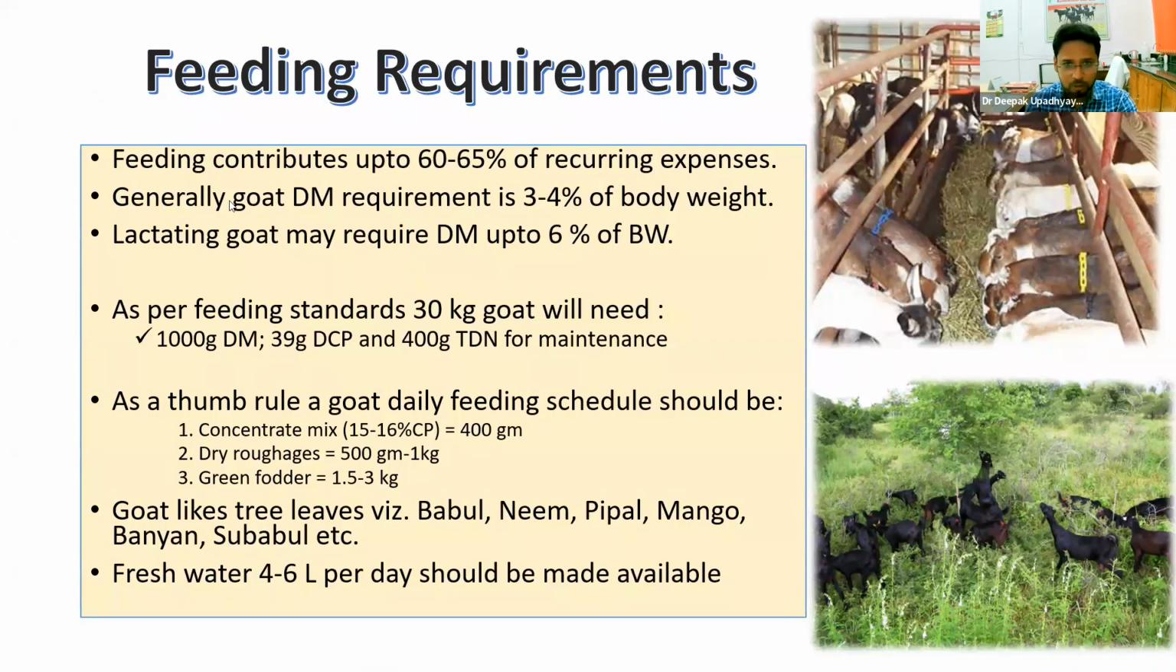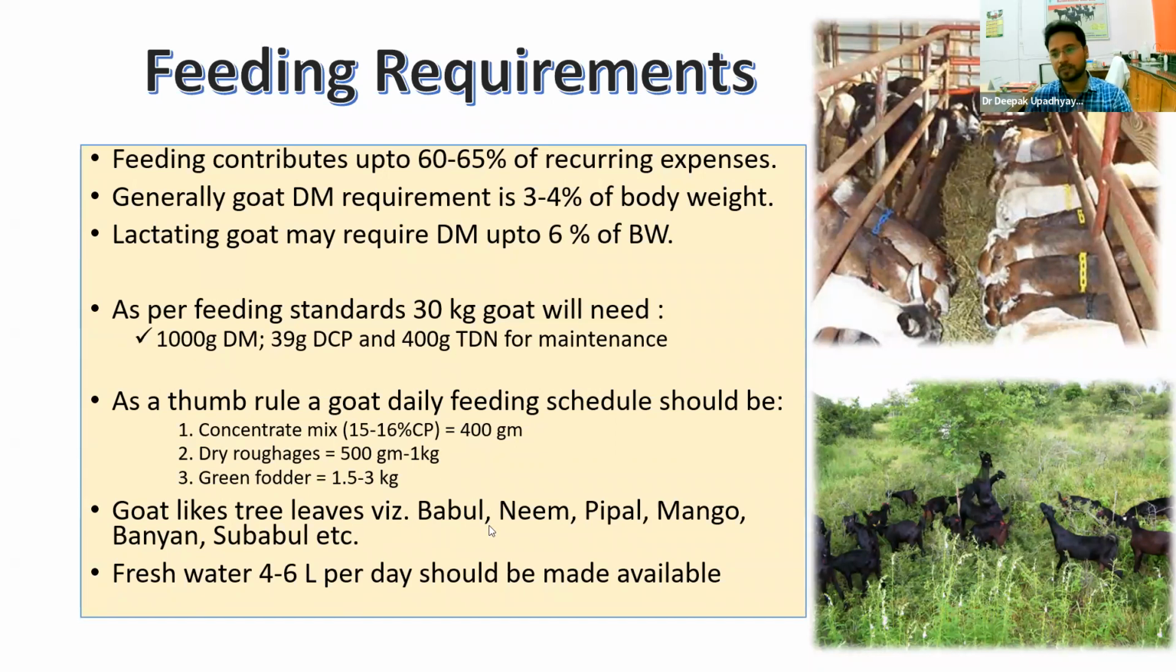Like the housing, you also have to know the feeding requirement. Feeding is 60 to 65% of the recurring expenses; for every 100 rupees, 60 rupees goes to feeding. What you feed is important for production and also for your profitability. So you have to know the dry matter, DCP and TDN requirement of a particular goat. You can give it through concentrate, dry roughages and green fodder. If you increase the amount of green fodder, your cost of rearing will decrease. Goats like any kind of tree leaves also.